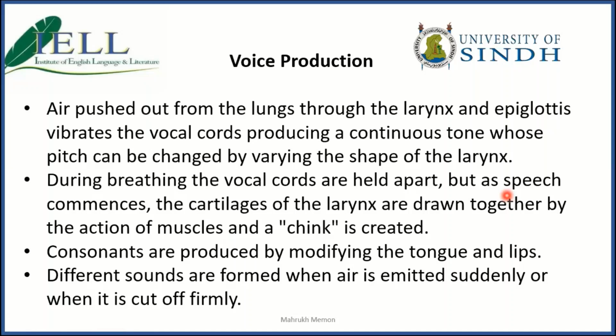First, we will discuss voice production, how sound is produced, so that we have a clear idea about the place of articulation. The process begins with air pushed out from the lungs through the larynx, and the epiglottis vibrates the vocal cords, producing a continuous tone whose pitch can be changed by varying the shape of the larynx.